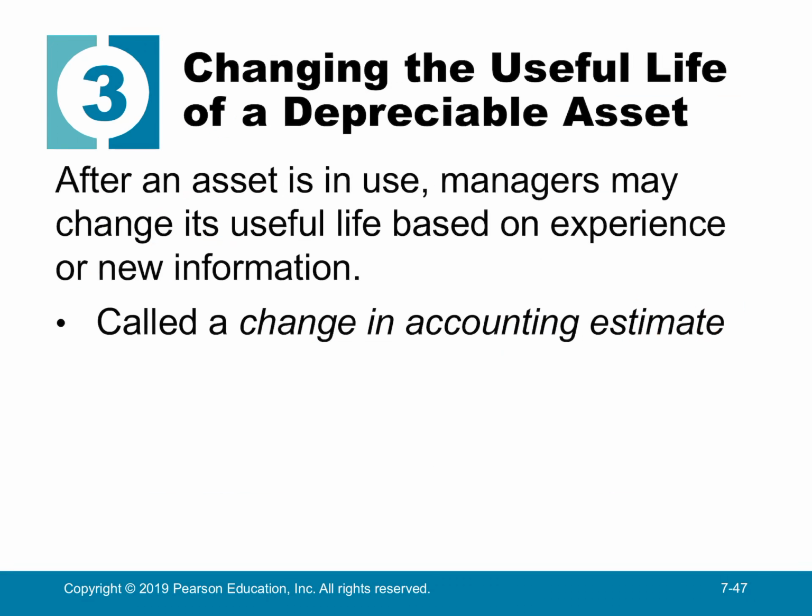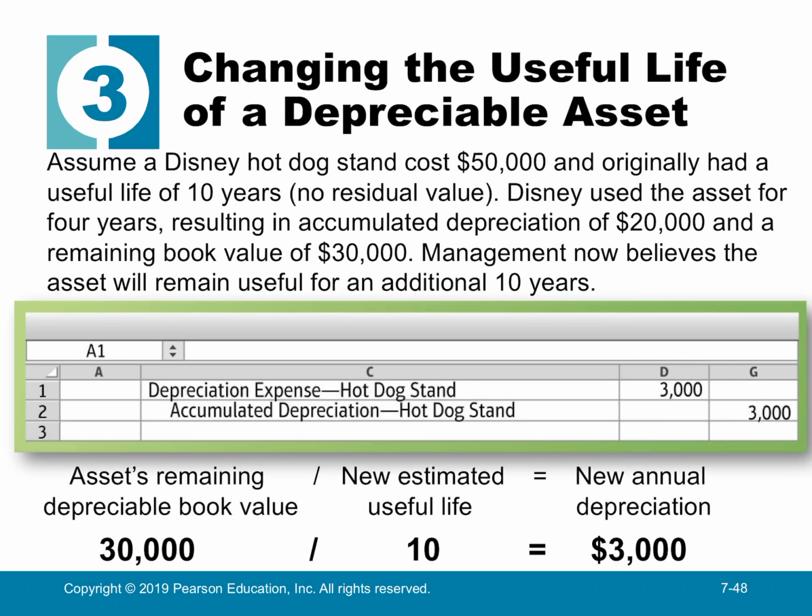Sometimes you have a change in the useful life based on some new information. This would be called a change in accounting estimate. You estimated the useful life, but now you're changing that estimate. Here's an example. If Disney buys a hot dog stand for $50,000 and assumed there was 10 years of life in that hot dog stand, no residual value, once it's used up, they throw it in the garbage.